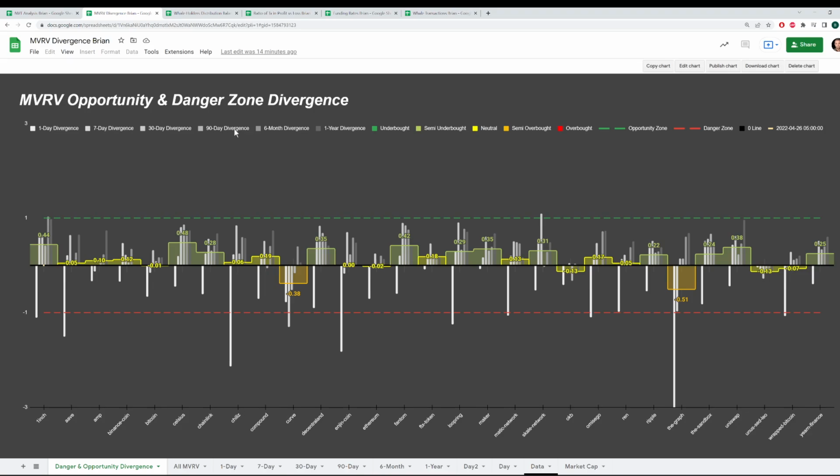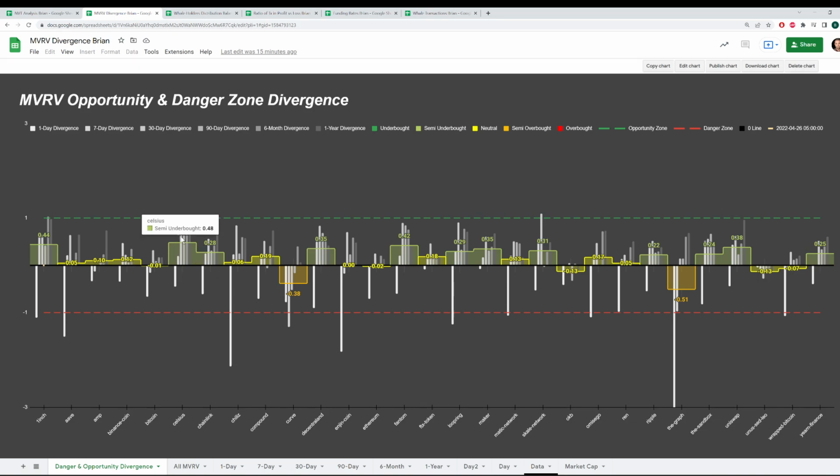Next up, MVRV Opportunity and Danger Zone Divergence. What this essentially does is measure just how close the average trading returns are to a historically bullish zone, which is way up here, which we've labeled the opportunity zone, or way down here, which we've labeled the danger zone. These would be extreme zones where if any of these lines cross above that or below that, it would be a very, very likely buy opportunity or very, very likely sell opportunity, depending on which line is being crossed there.